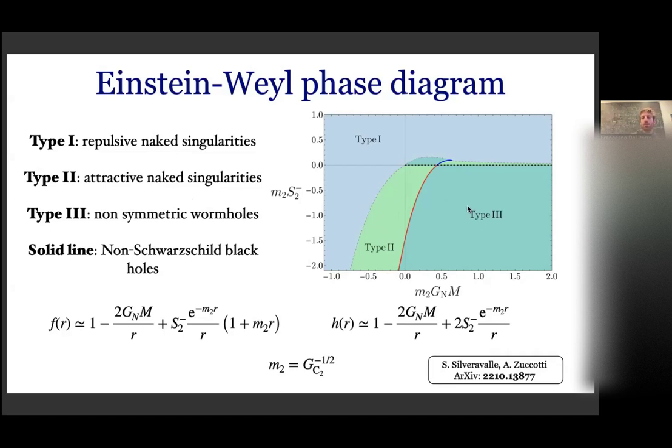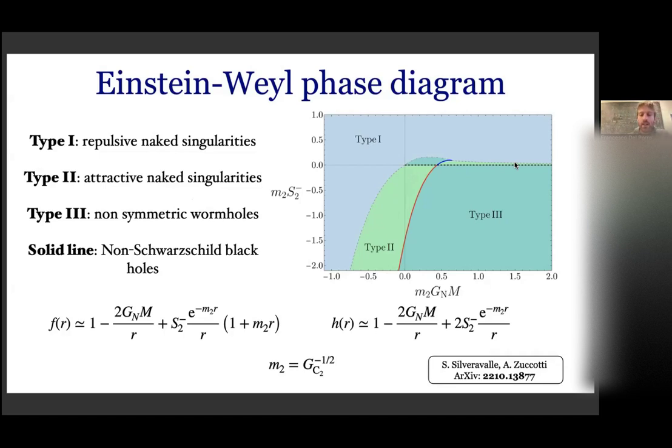And in the boundary between type 2 and type 3, we have this colored line, which corresponds to black holes, so objects with a horizon, but different from the Schwarzschild one. So you see, we have a lot of things to enrich the landscape more than in general relativity.